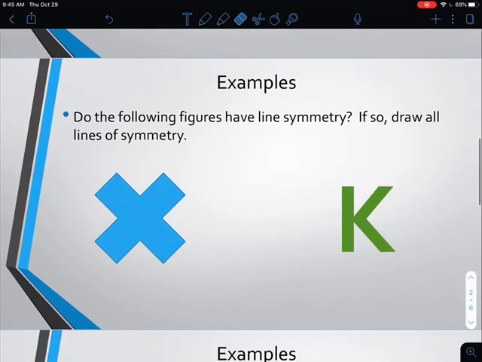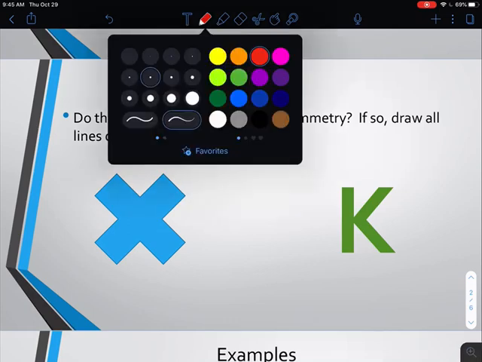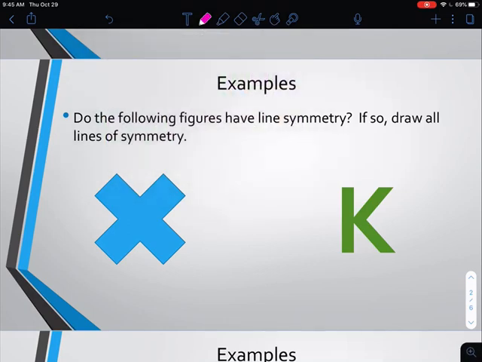Some other examples to look at, if we look at this blue X on the left here, as far as lines of symmetry go, I could start by looking at vertical. So we can always go vertical, horizontal, diagonals, just check out the obvious ones. So if I draw my line in here, we can see that the left and right side would be exactly the same. So that would provide a line of symmetry. So the first part of the question says, do the figures have line symmetry? So the first part of my answer would be yes, this has line symmetry.